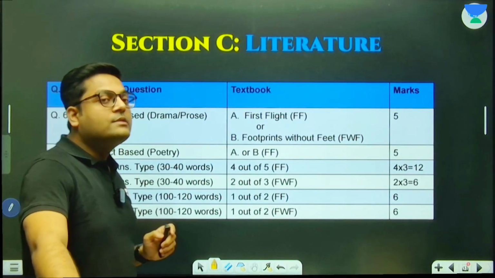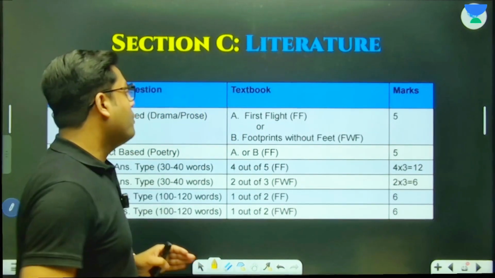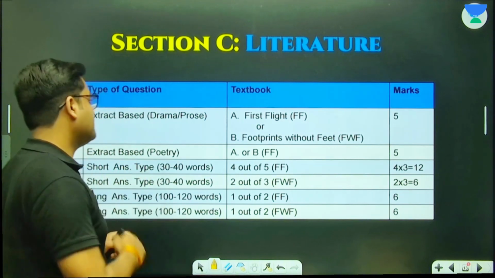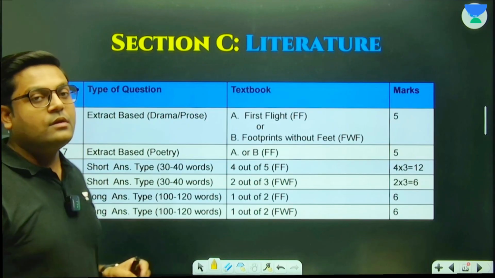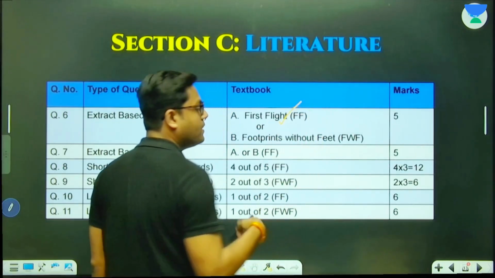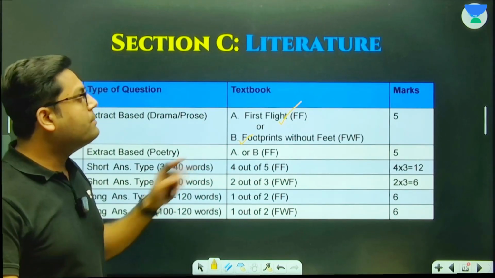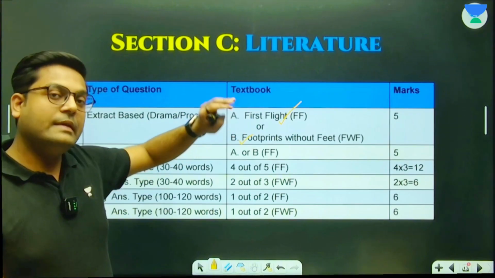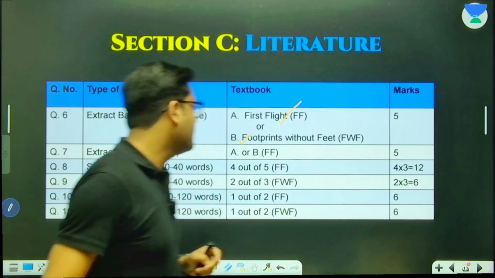All right, now let's talk about a very important section, section C, which is literature, which is going to give you the maximum marks of the entire paper, which is 40. Let's see. So as you know, in literature, we have 2 different textbooks. One is the main textbook, First Flight, and the other one, your supplementary reader, Footprints Without Feet. अगर हम marks को compare करें, तो when we talk about Footprints Without Feet, वो हमारी least marks की आती है. अगर हम बात करें First Flight की, तो maximum marks आपको First Flight के लिए award किए जाते हैं.